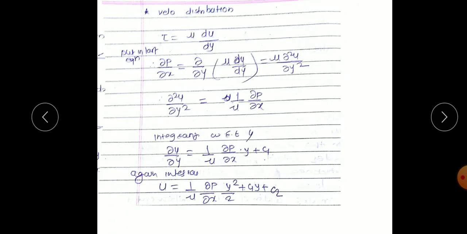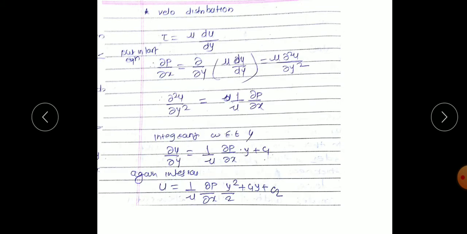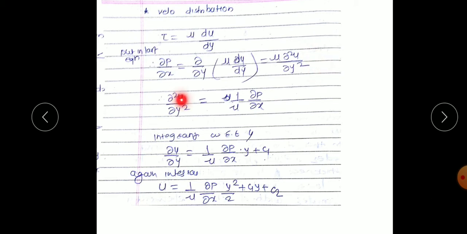Now again we know tau is equal to mu du by dy. By Newton's law, shear stress is mu du by dy. Putting this in the last equation, with tau as mu du by dy, we get mu delta squared u by delta y squared. We require the velocity, so u is the velocity. So we get delta squared u by delta y squared equals 1 by mu delta p by delta x.